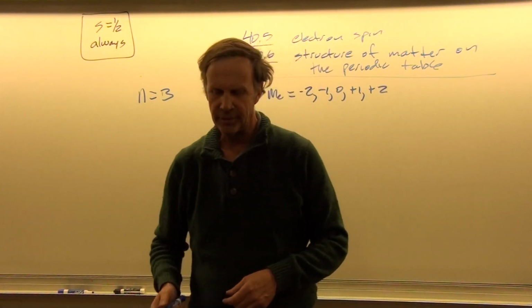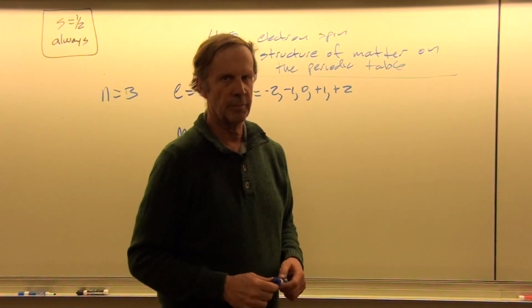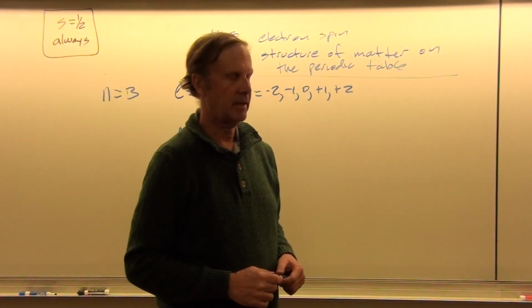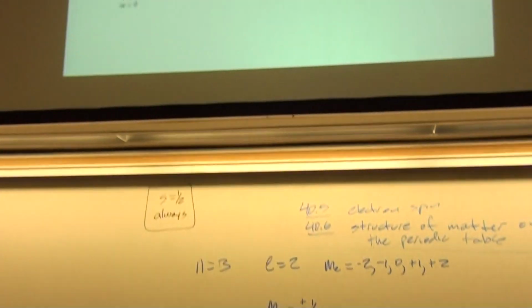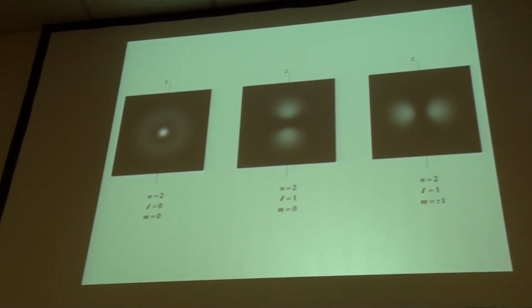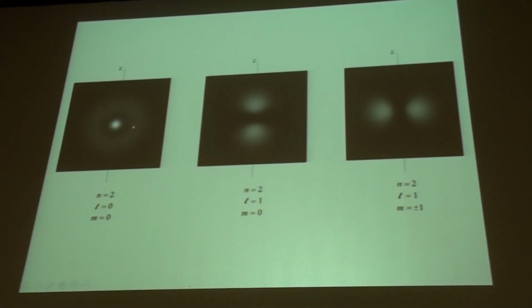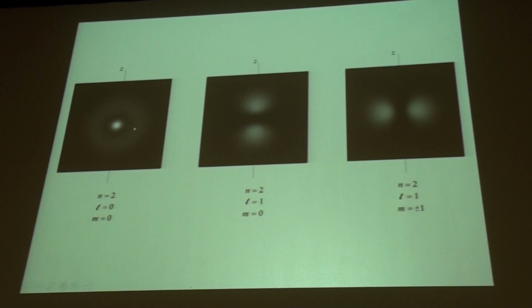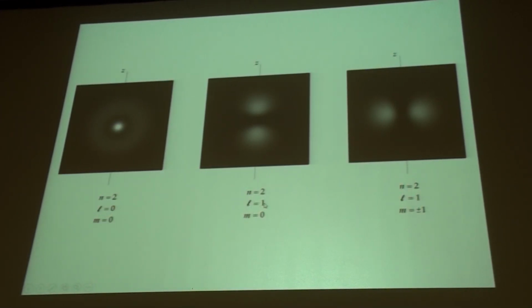Okay, what I wanted to do next was to explore what some of these orbits actually look like. And so let's just go up to the data projector for a second, and we'll see what this 2s orbit looks like. Notice here it's spherically symmetric, so there's no angular dependence. Here you have a 2p orbit, okay, because L equals 1. In this case, m sub L equals 0.